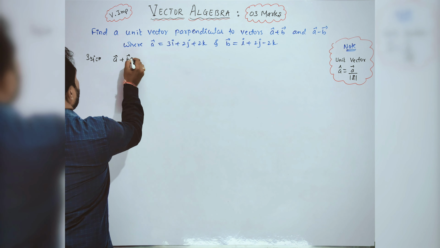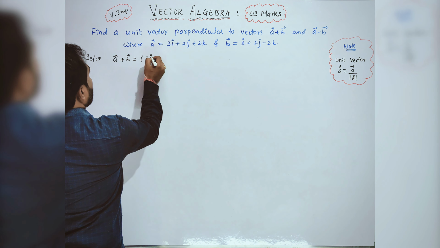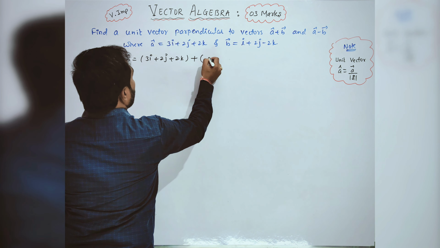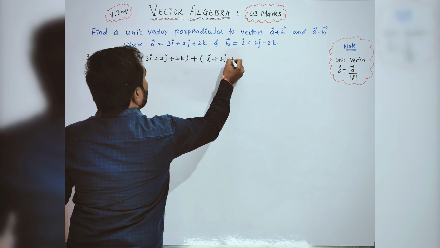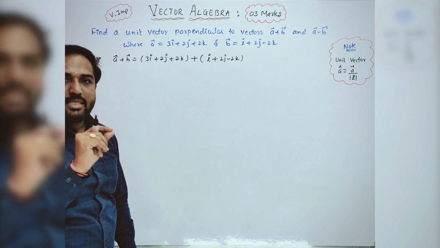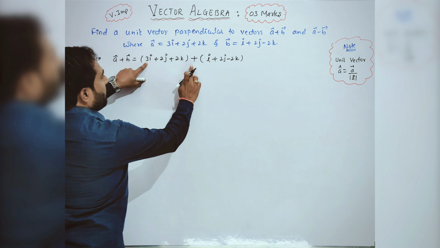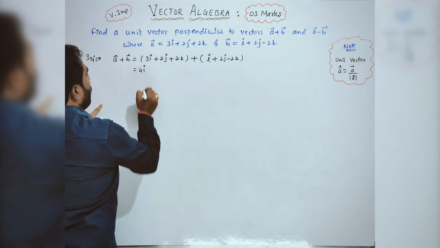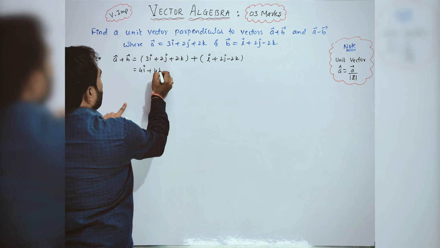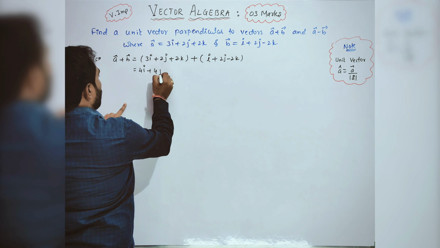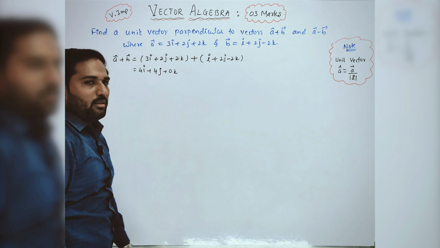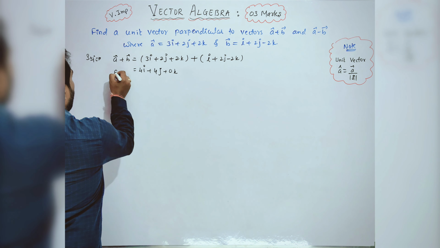First, let us find A plus B. A is 3i plus 2j plus 2k, plus B is i plus 2j minus 2k. What you need to do is add i with i, j with j, k with k. 3 plus 1, 4i. Simple thing. 2j plus 2j, 2 plus 2, 4, that is 4j. 2k minus 2k, plus 0k. This is as simple as that. So this is your A plus B.